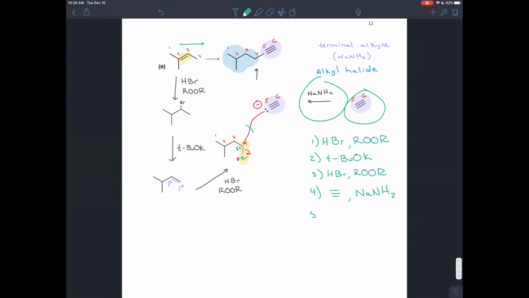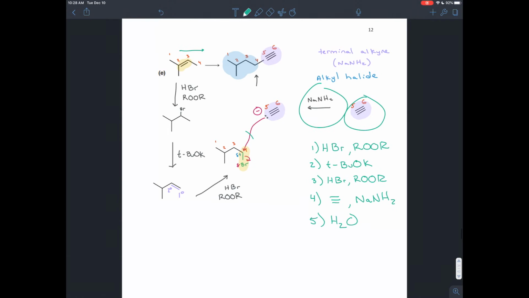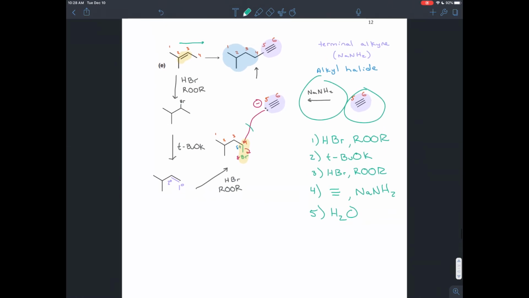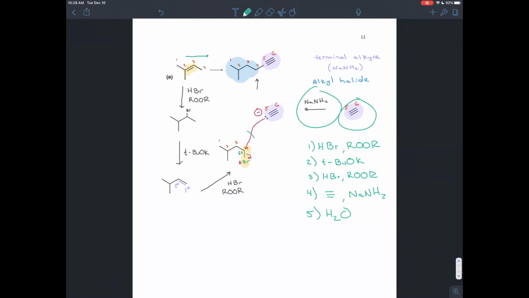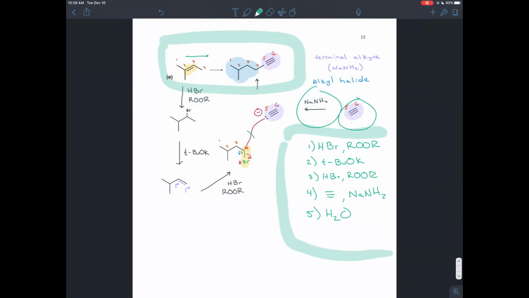Although anytime you use sodium amide, it's always a good idea to do a water wash afterwards, because some of the sodium amide could steal off that terminal hydrogen, so you could do another proton transfer there to stabilize that, put that back on. And that series of steps, that recipe, would accomplish this transformation.